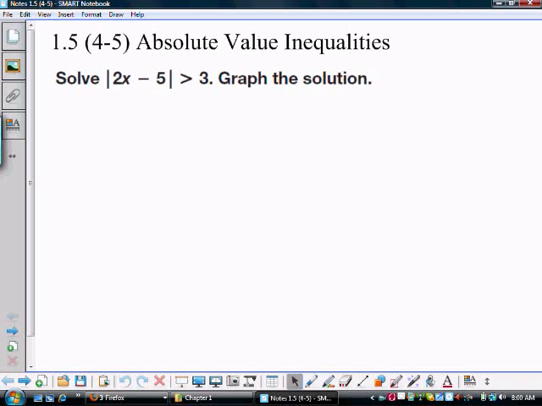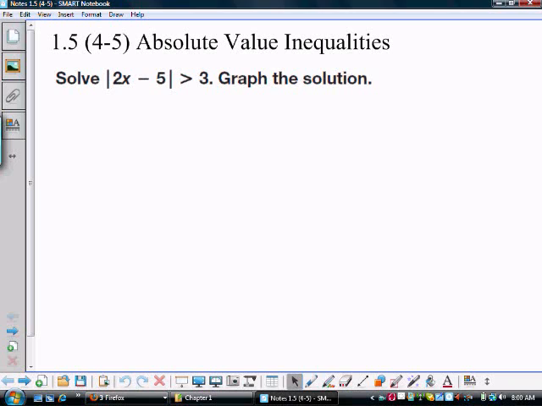Alright, so the tricky part about having these absolute values with the inequalities is remembering that sometimes you have something that looks like an and in the end, and sometimes you have something that looks like an or when you're representing your absolute values with your inequalities.